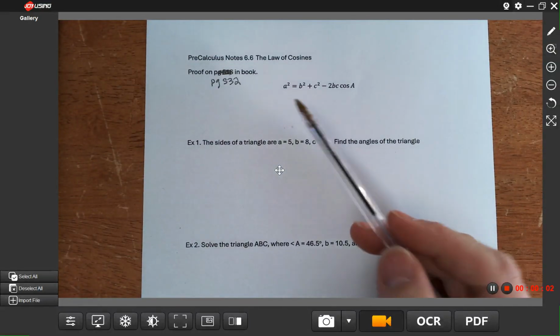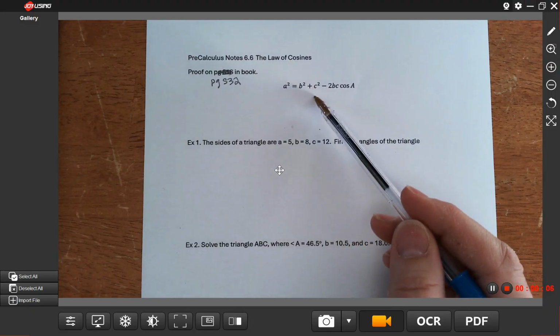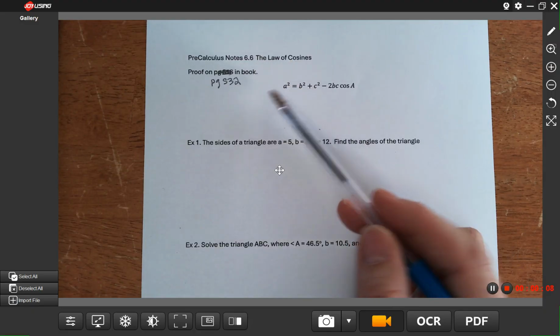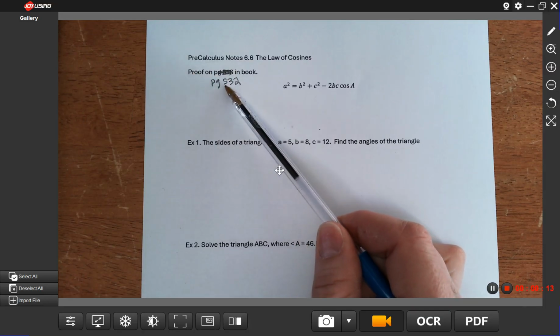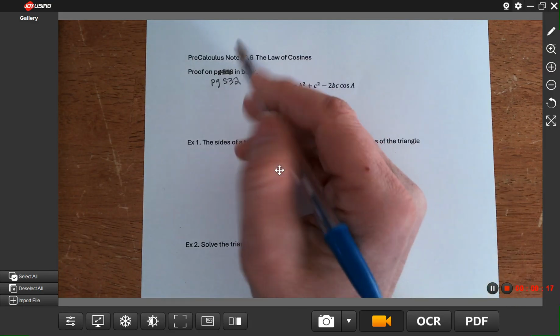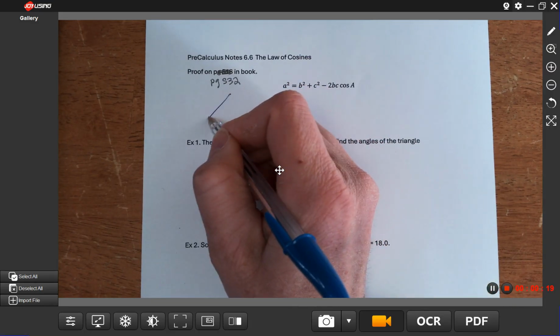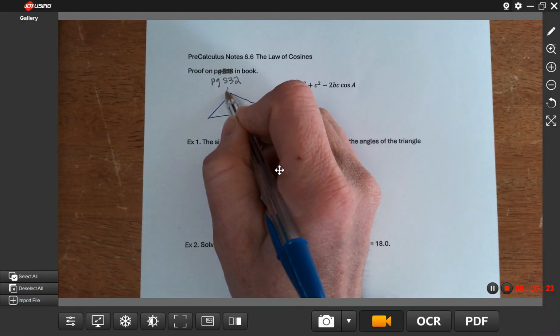So we're starting the lesson on 6.6, which is the law of cosines. We're going to start by looking at the equation, and if you're interested in the proof, which I always am, it's actually on page 532 in the book. So here it is, and let's again draw our triangle and make sure we remember the convention of how we label the sides and angles.